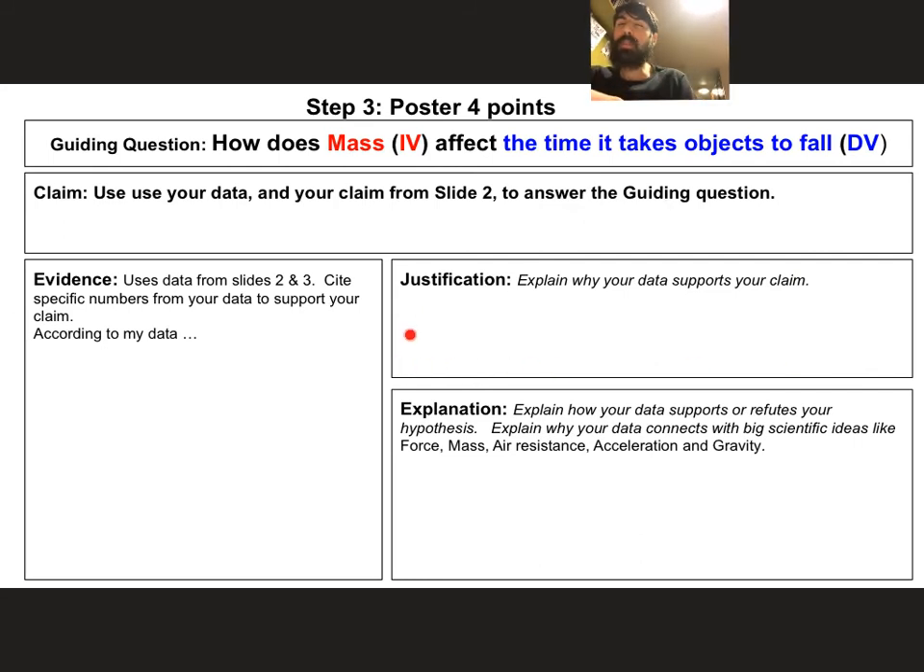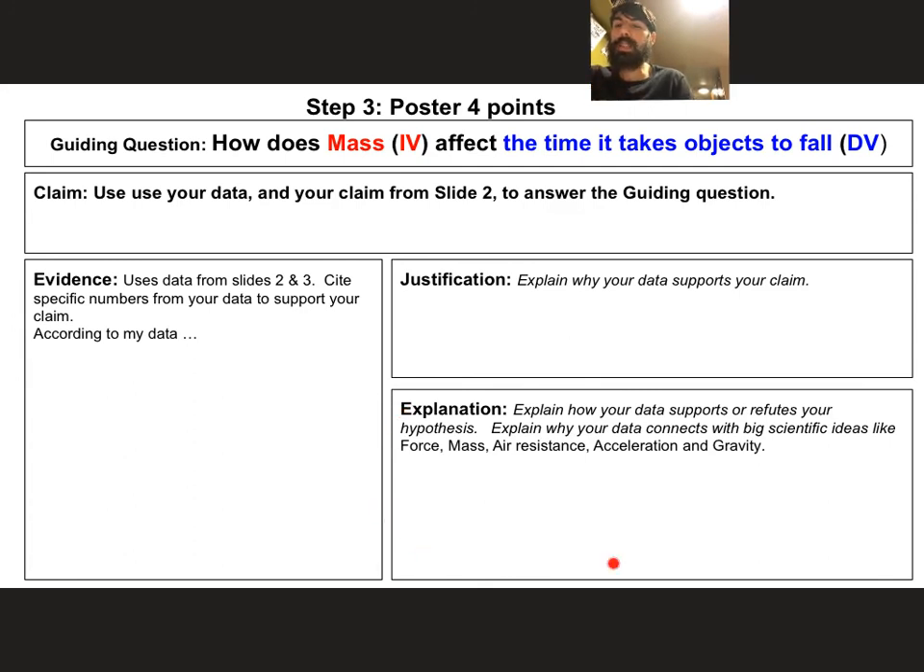The range from 0.49 to 0.51 is so small that it supports my claim that there is no noticeable difference between bags of different masses. That's a justification. That explains why your data is relevant and why it supports the claim.